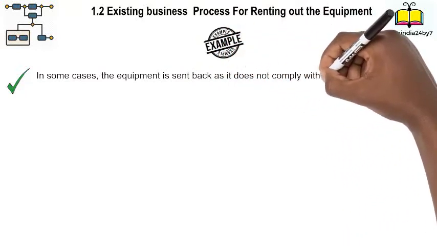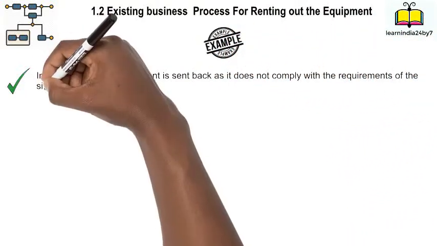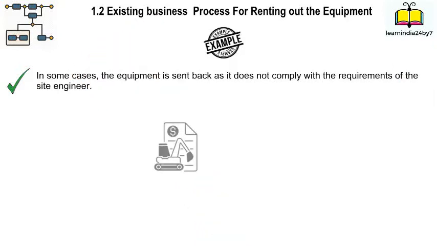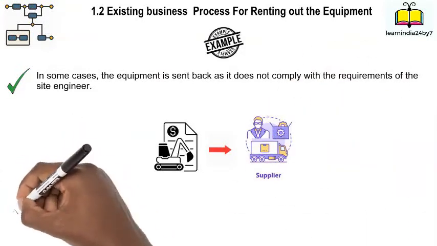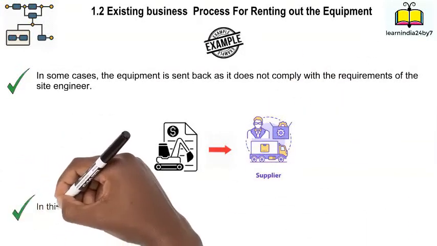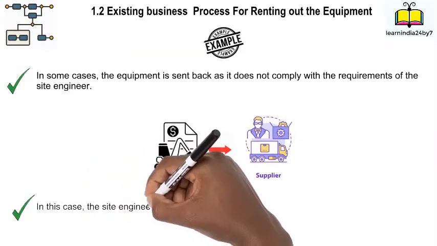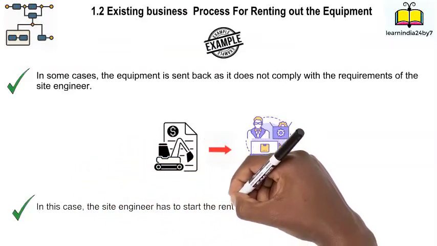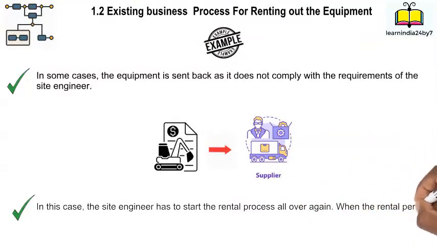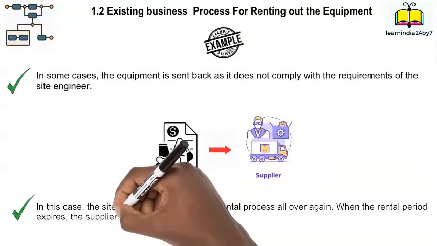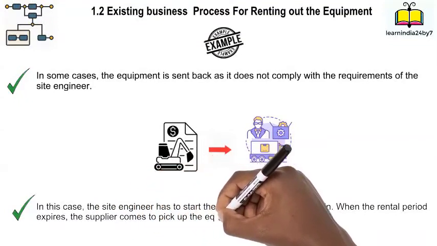In some cases, the equipment is sent back as it does not comply with the requirements of the site engineer. So in this case, the site engineer has to start the rental process all over again. When the rental period expires, the supplier comes to pick up the equipment at the site.